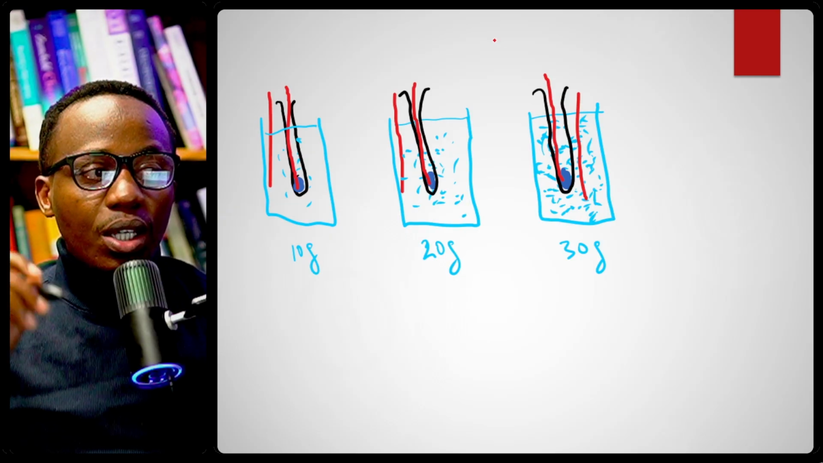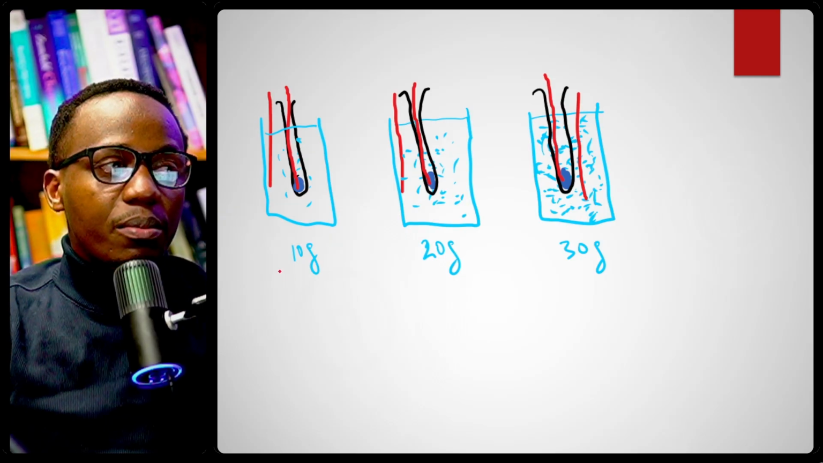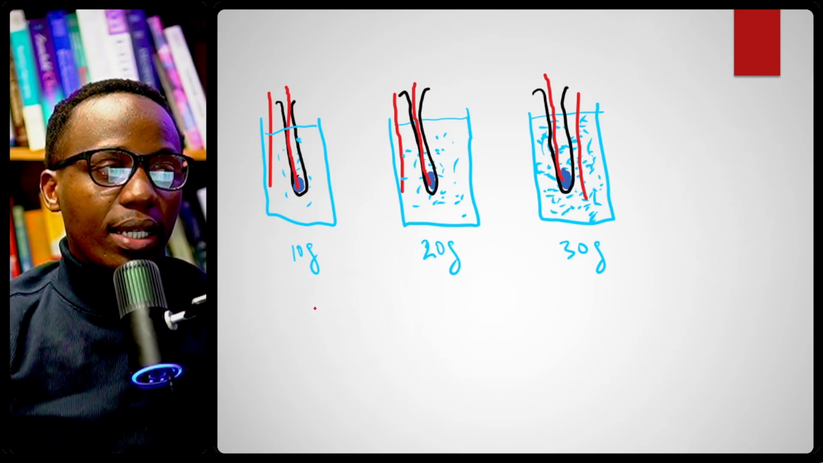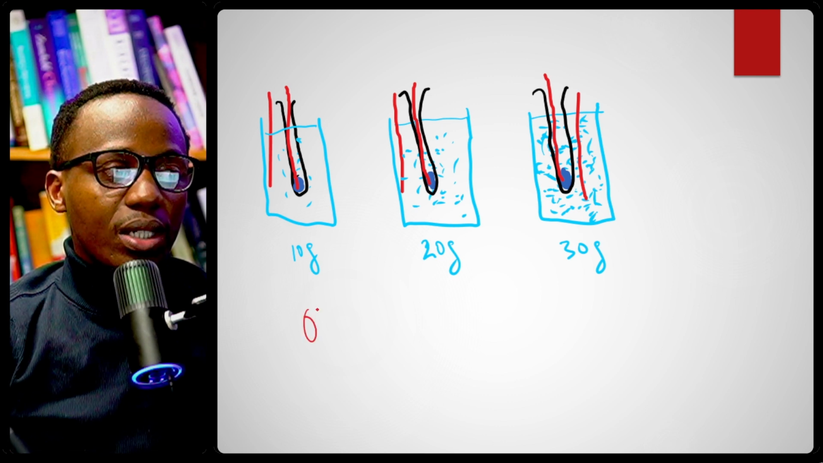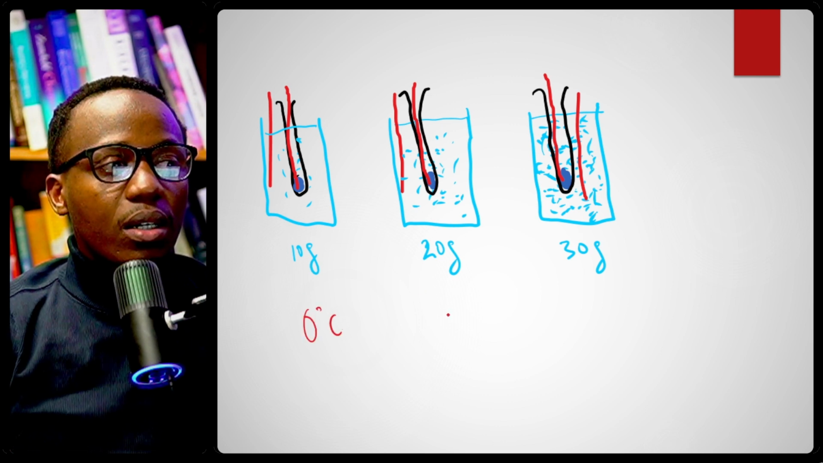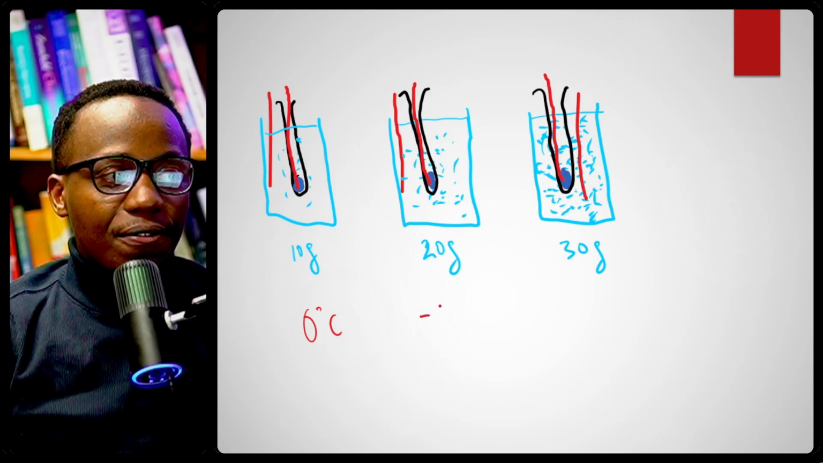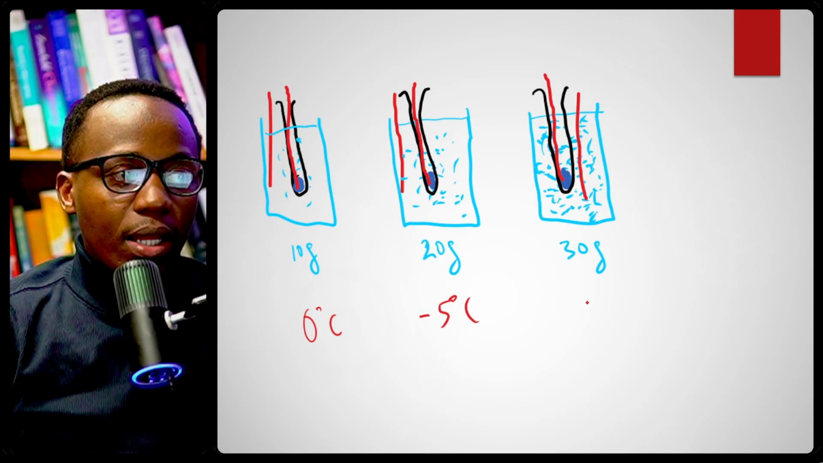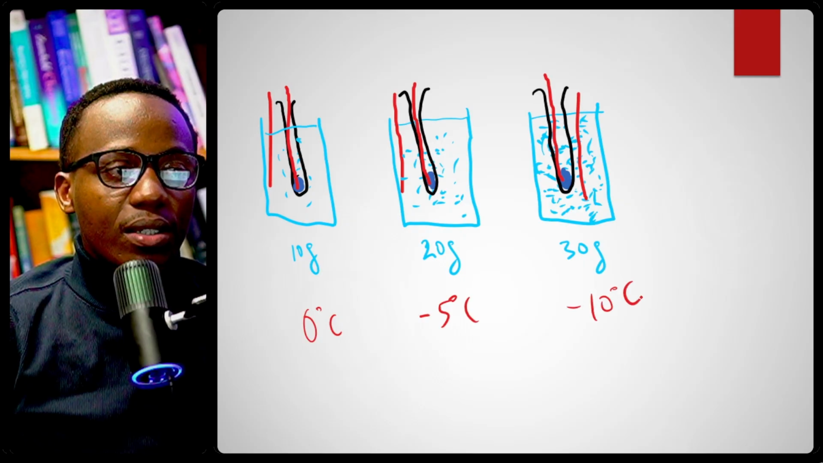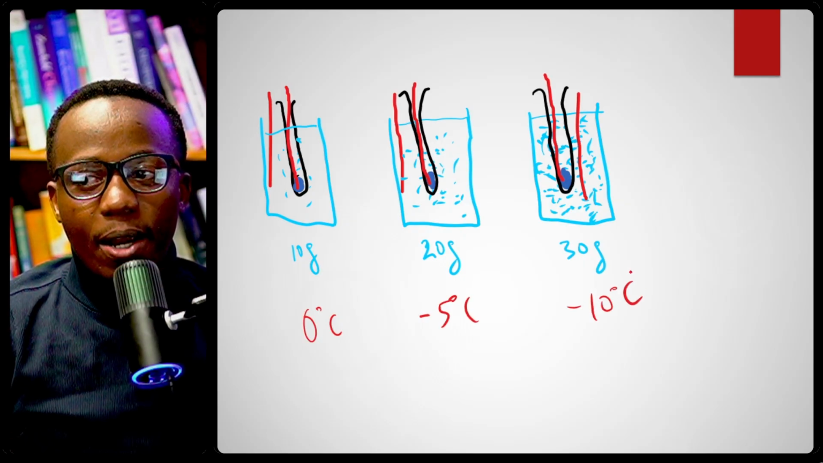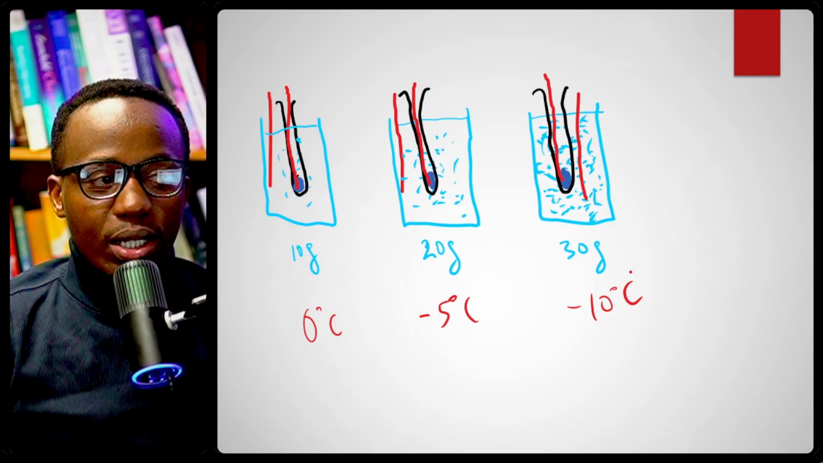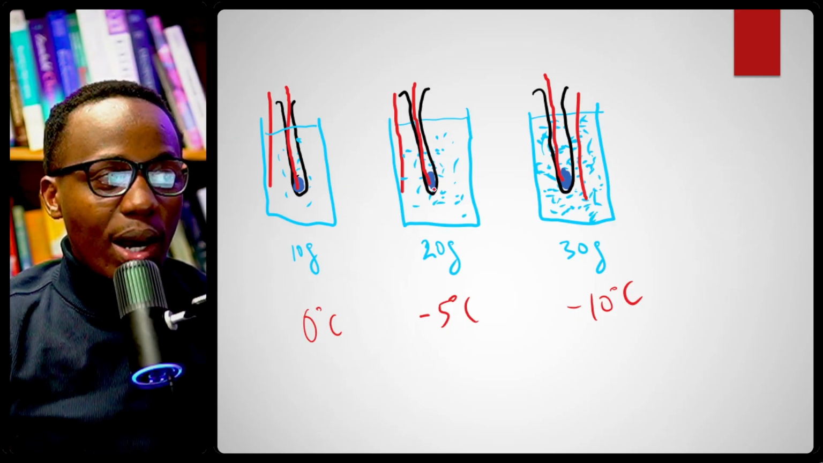So the hope is that maybe the water is going to freeze at 0 degrees Celsius here. Maybe it freezes here at, I don't know, -5 degrees Celsius, and then here -10 degrees Celsius, right? I'm just making up the data, but you will see what your data is.